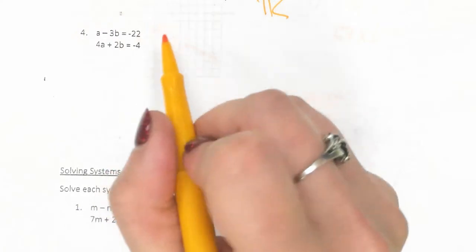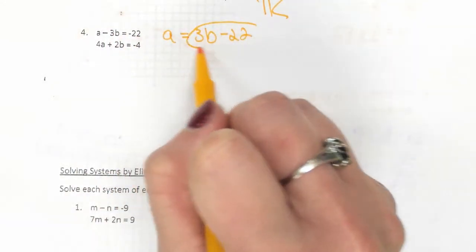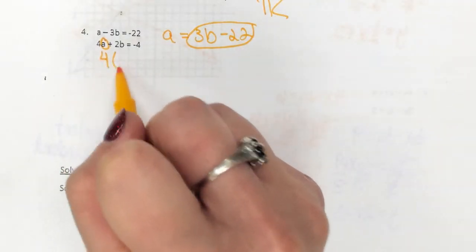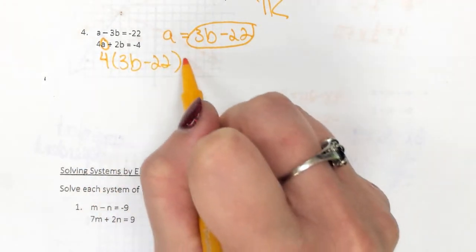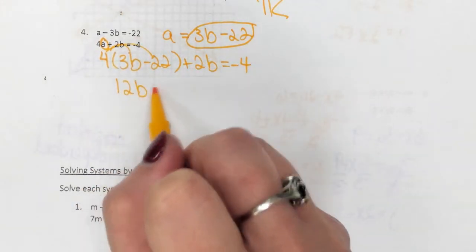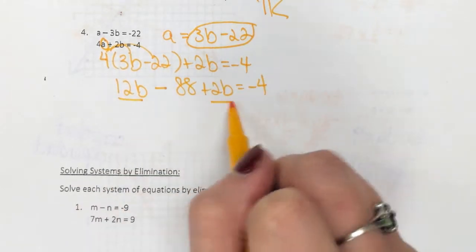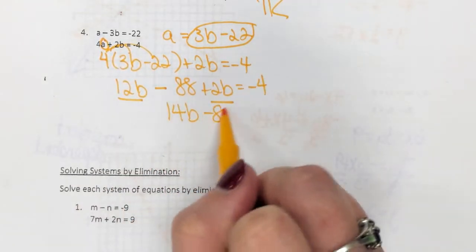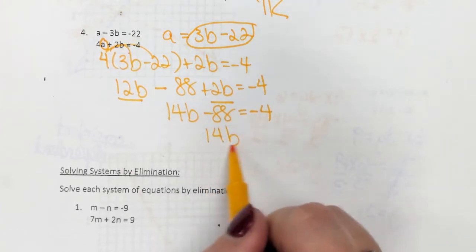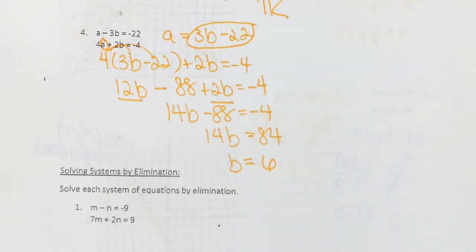Which one did you get by itself? Top one? Okay, so you got A equals positive 3B minus 22. And we're going to plug that into this guy. So distribute. 12b plus 2b is 14b. Add the 88 over. What is that, 6? Alright, and then we're going to plug that in.